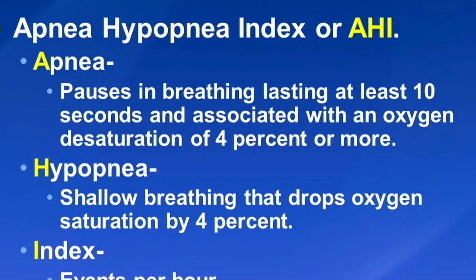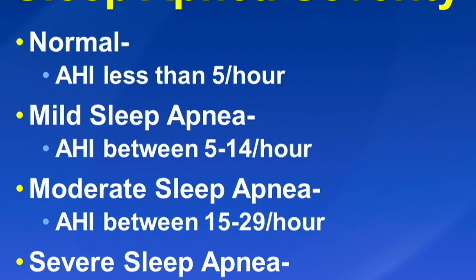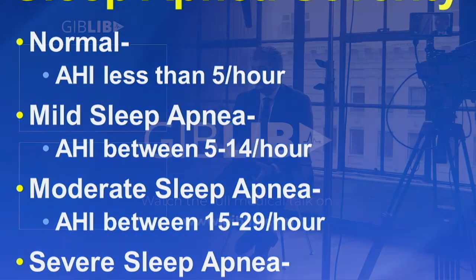When we look at patients with sleep apnea, we have a severity score. We use an apnea-hypopnea index, and many times people are kind of questioning what that really is. So apnea stands for pauses in breathing lasting at least 10 seconds, and they have to be associated with a desaturation of 4%. Hypopnea is shallow breathing that also drops the oxygen sat by 4%, and indexes the events per hour. Everybody in the world can stop breathing less than 5 times an hour, and it's completely normal, which sounds very unusual, but it is.